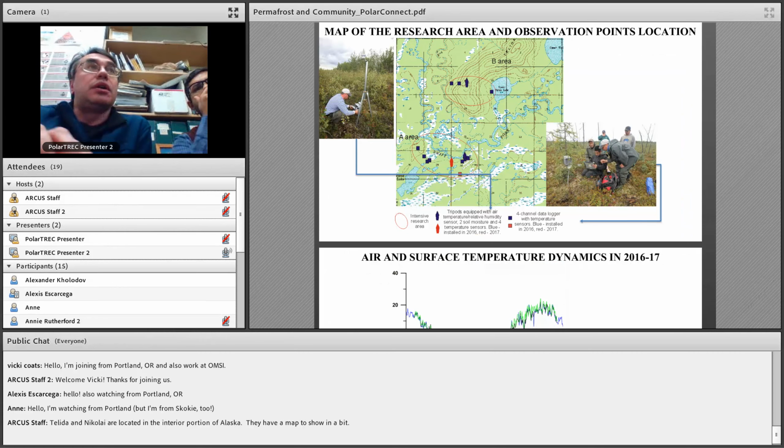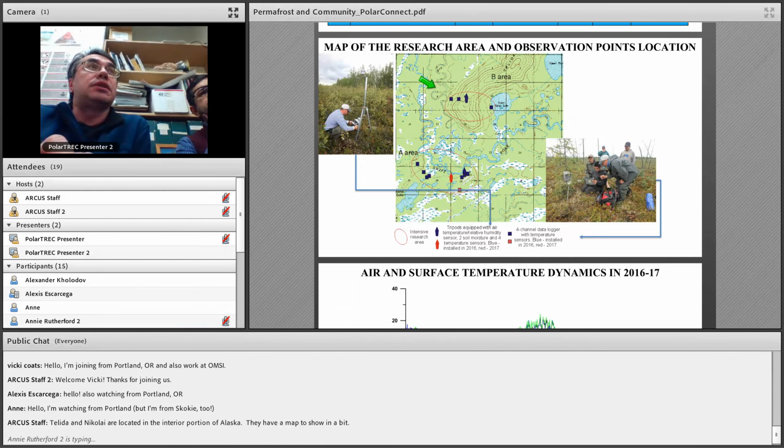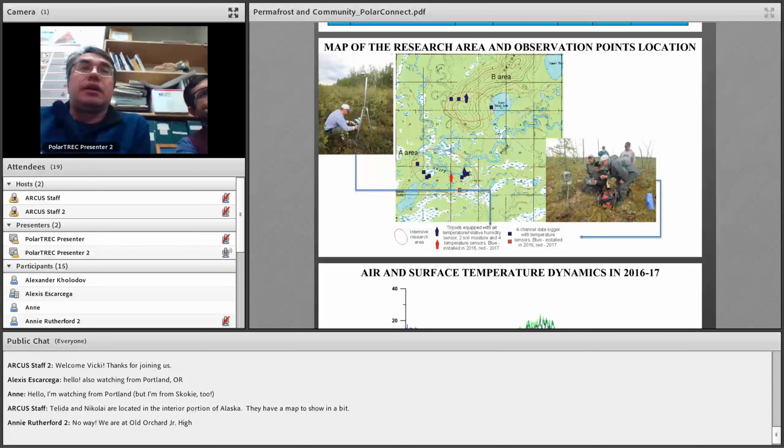Here you can see the map of our observation sites at Telida village. We identified two areas. The upper one is B area. It's undisturbed, a transect across the Telida hill. A area is the area around the village, so it's more subjected to human activity. You can see even in these pictures what we tried from the very beginning: we involved people in the process of site selection, and we also provided training to make them comfortable working with the equipment we use.